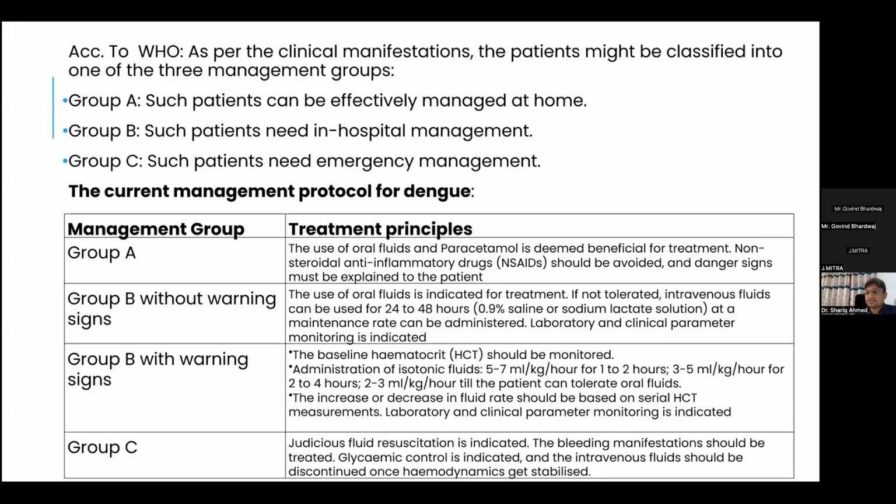has given. Then there should be a judicious fluid resuscitation, and the bleeding manifestation should be managed. There should be glycemic control and hemofluid, and the intravenous fluid should be discontinued when the hemodynamics gets stabilized. So as we can see, there is no specific antiviral drug for dengue. Only there is supportive management by antipyretics and the IV fluids. And the bleeding manifestation should be managed, and the platelet transfusion should be prompt if there is indication of the rising hematocrit.